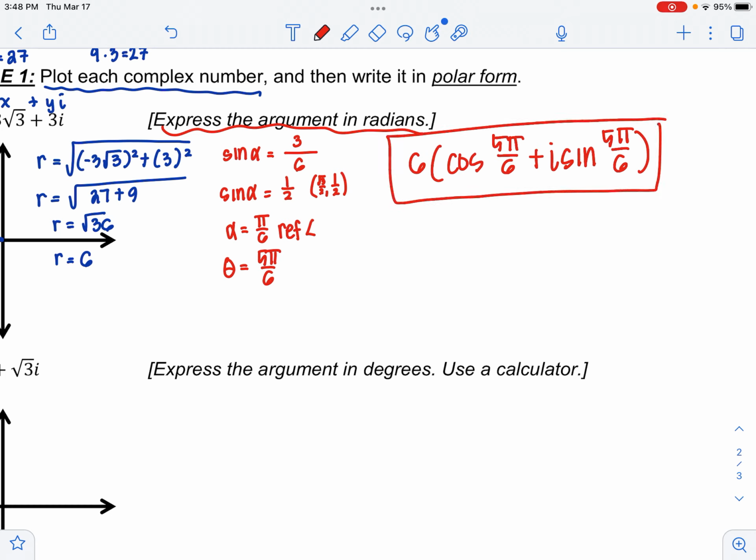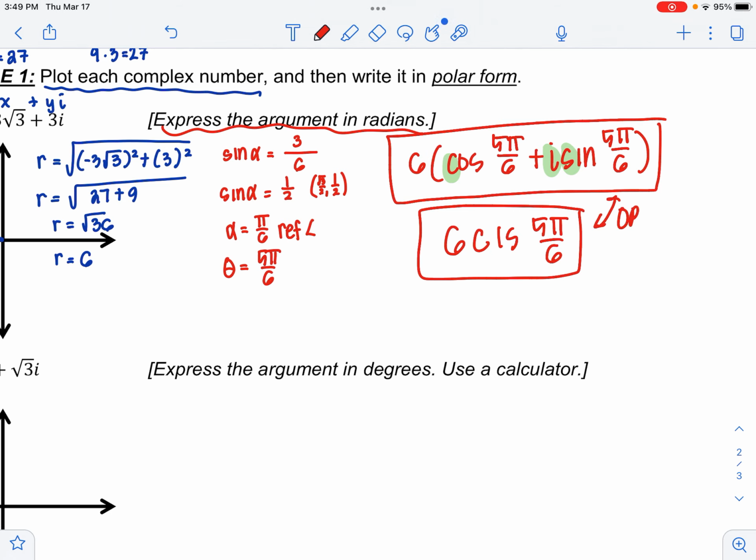Now, there is a shortcut way of writing your answer, which you are allowed to use. It's called cis form. Cis comes from cosine, i sine. So you can write your r value, then cis, and then your theta value, 5 pi over 6. These two things mean the same exact thing, so either one of these is fine.